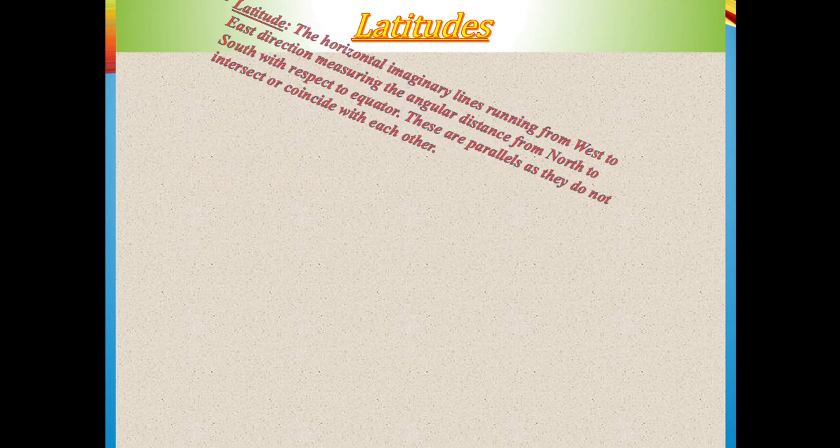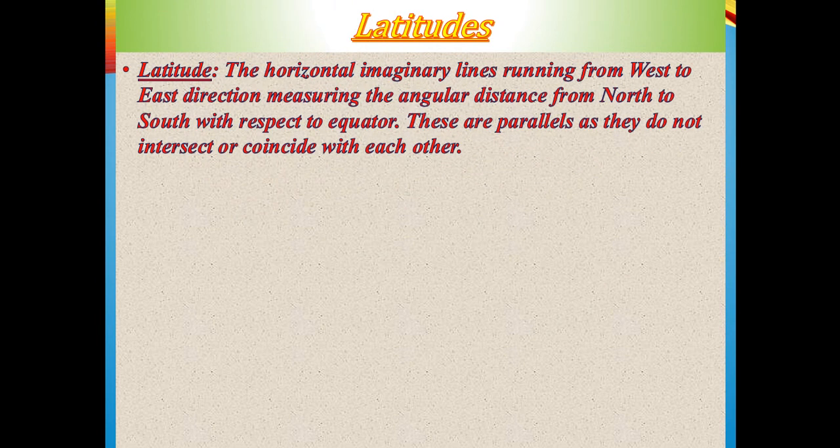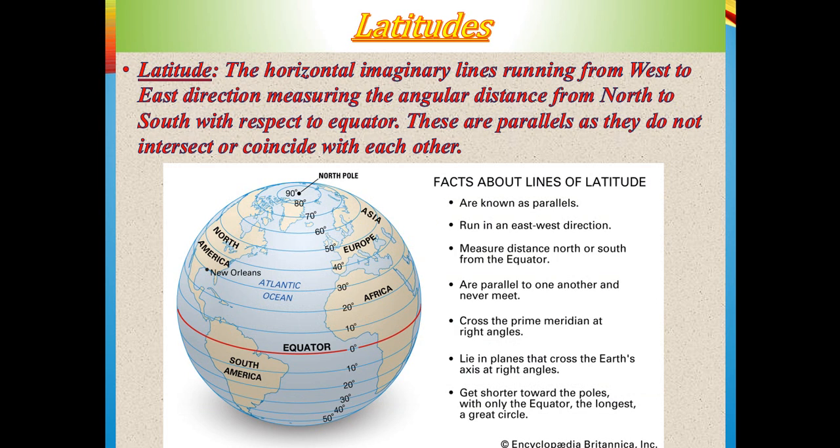Number 1, latitude. Now what is the definition of a latitude? The horizontal imaginary lines that run from west to east direction. And what do they measure? They measure the angular distance from north to south with respect to what? With respect to the equator. And these are parallels as they do not intersect or coincide with each other.